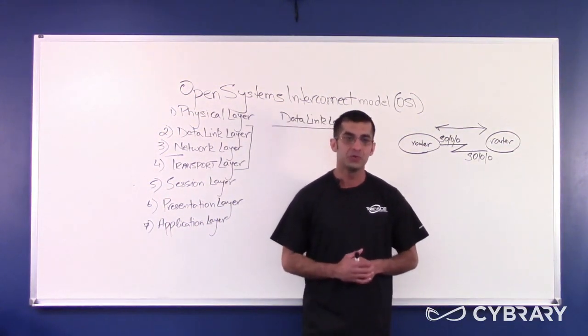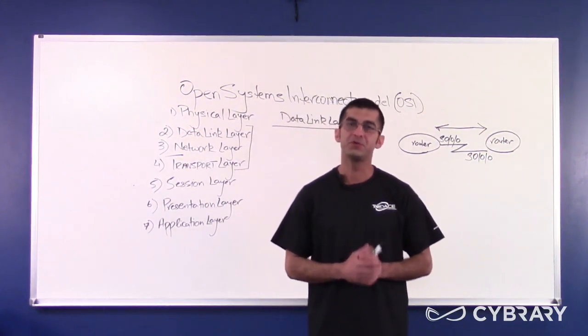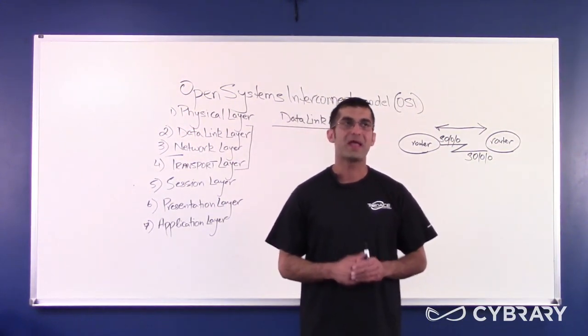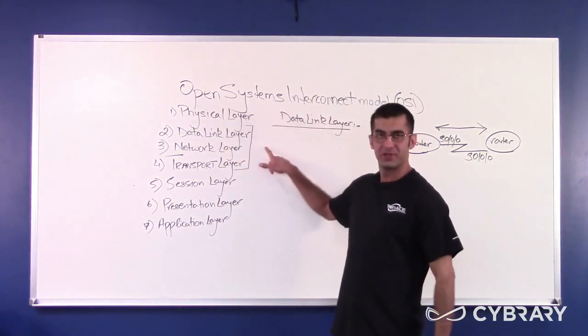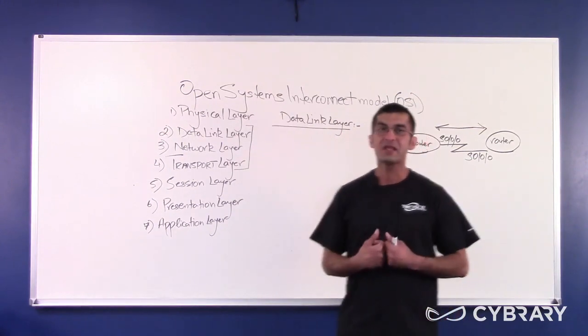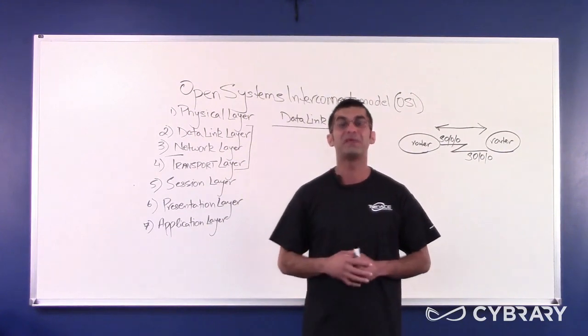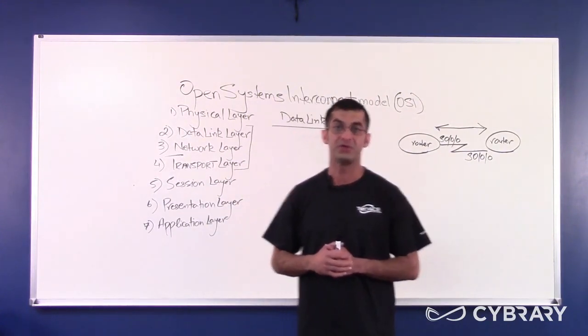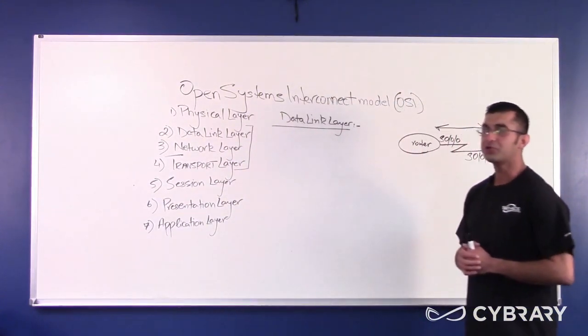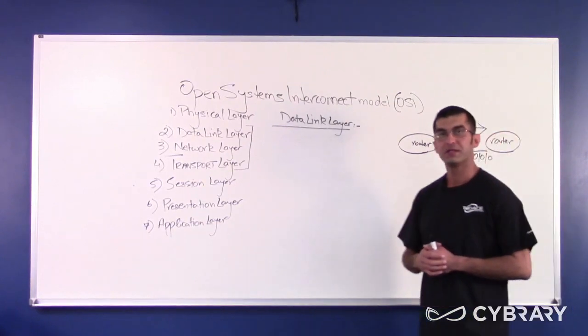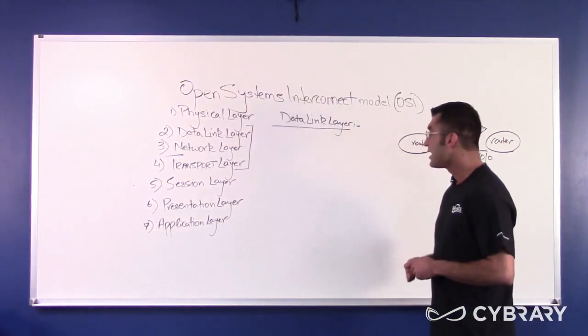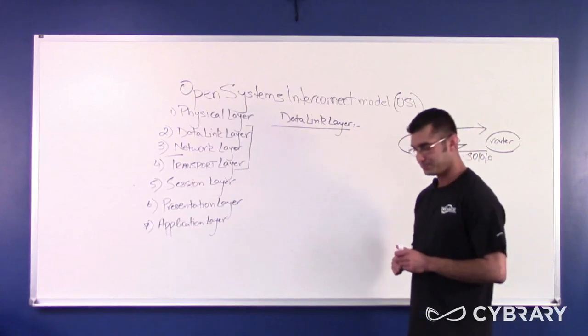Now, at layer 2, the data has been put into a set structure. So at every layer past the physical layer, the data is put into a set structure. And this set structure is called your PDU, or your protocol data unit. At layer 2, the protocol data unit is called a frame. Now, what does a frame look like?